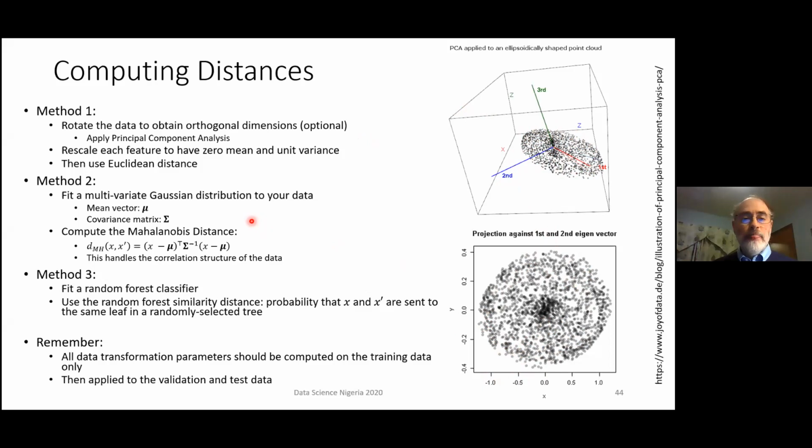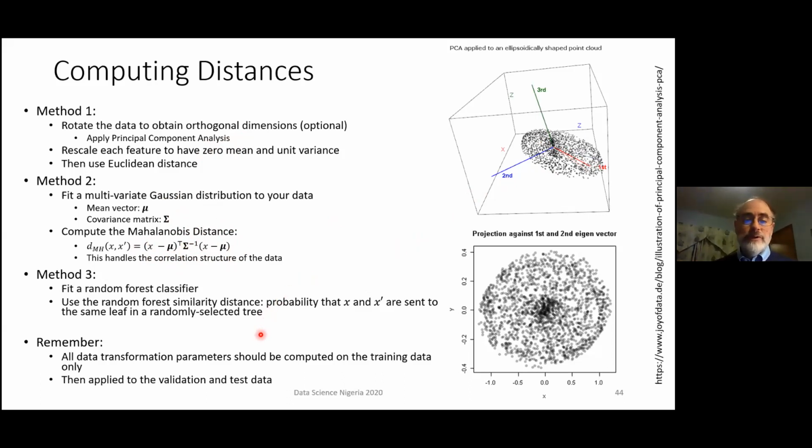And so an alternative is to fit a multivariate Gaussian distribution to your data. Actually, principal component analysis can be viewed as doing this. But instead of doing PCA, you can just fit a multivariate Gaussian and then use what's called the Mahalanobis distance, which basically is taking the squared Euclidean distance, but scaling it by the variances, basically the eigenvalues of this distribution.